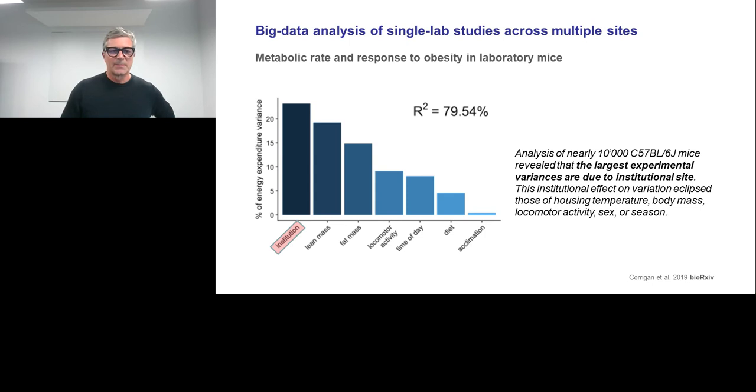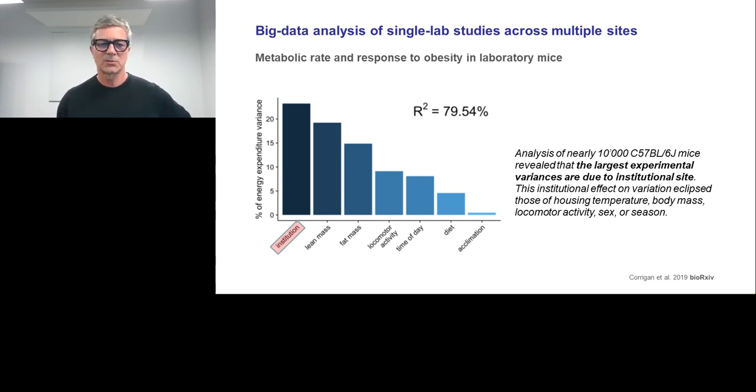This is also shown by a recent study where scientists interested in the metabolic rate and the response to obesity in laboratory mice were analyzing a big data set across many different laboratories. They included nearly 10,000 black 6 mice, so all inbred mice of the same strain. But what they found was that institution, so the laboratory where the study was conducted, had the strongest effect on the variation in the data. So again, an indication that differences between laboratories can be massive and may dominate the results of animal experiments.